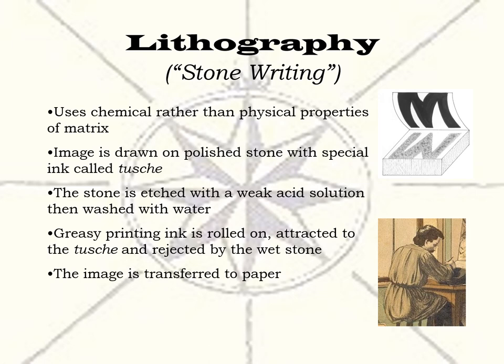With lithography, the image was drawn onto a polished stone with a special ink called touche. This ink is waxy or greasy, which causes it to attract printing ink. After this, the stone is etched with a weak solution of nitric acid to accentuate the contrast between the inked and the non-inked parts of the stone surface. The stone is then washed with gum water, which is repelled by the ink image but absorbed by the bare stone. After all this, a greasy printing ink is rolled onto the stone, the ink held by the drawn image and rejected by the moist stone. Finally, the inked image is printed onto the paper using a lithographic press.